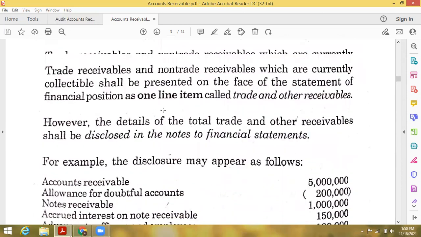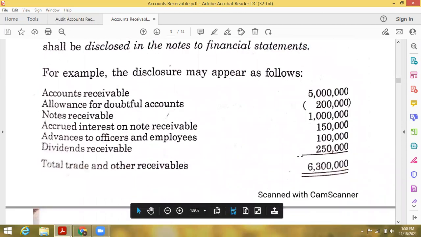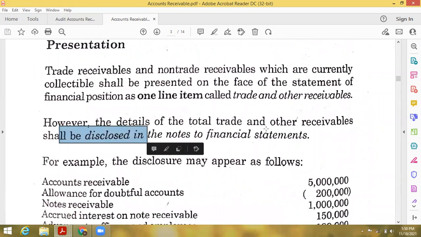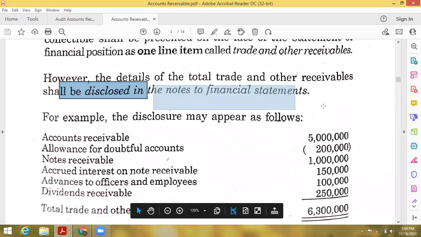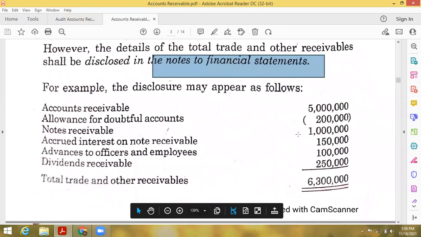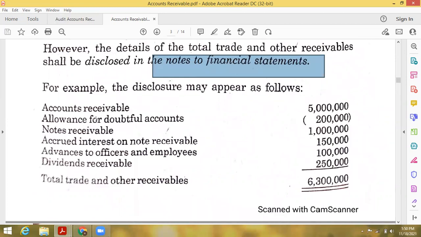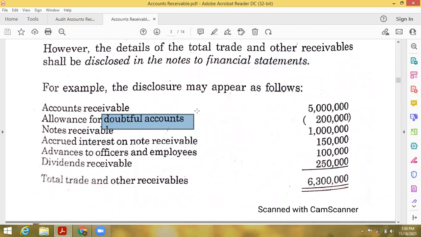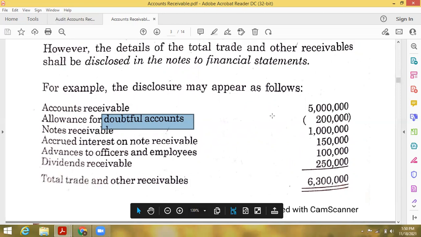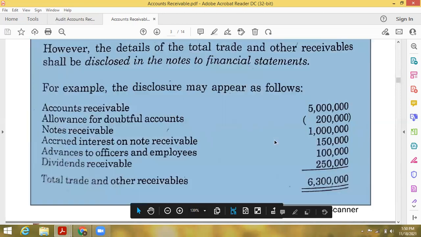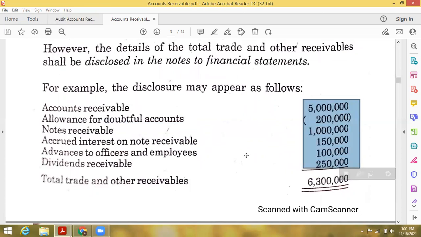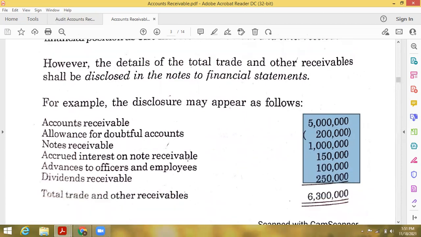So, for example, in the financial position you will see total trade and other receivables of 6.3 million. But it says we need to disclose the details of the 6,300. So if you look at the notes to the financial statements, you will see the contents of trade and other receivables. Here we have accounts receivable, 5 million. We have allowance for doubtful accounts. You can see, doubtful accounts means these are loans that may no longer be paid, so we deducted them. Notes receivable, 1 million. We have interest on notes receivable, advances, and dividends received. This is only the current receivables, because the non-current receivables are presented separately. Okay, there it is.